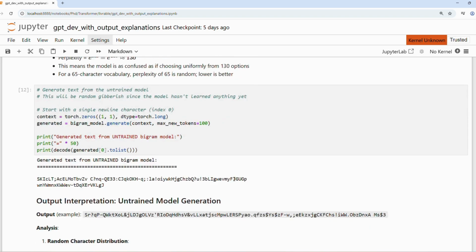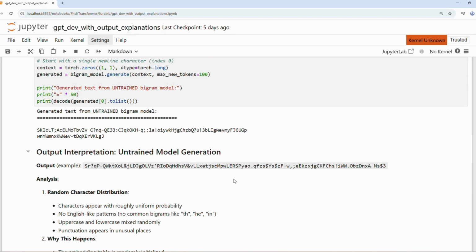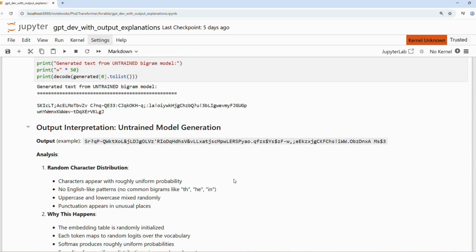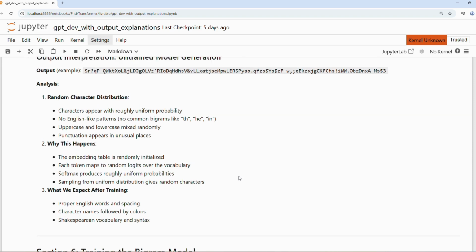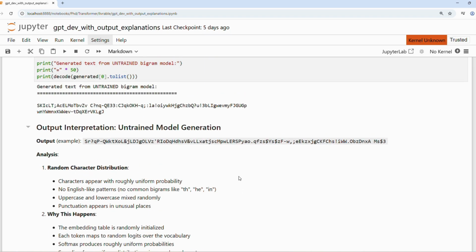We also generate text from this untrained model. As expected, it's complete gibberish. Random characters with no discernible pattern. Something like SR QP-QWK. Completely meaningless, but this gives us a baseline to improve from.